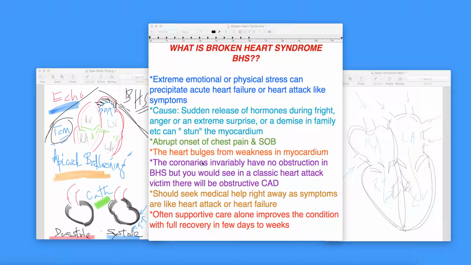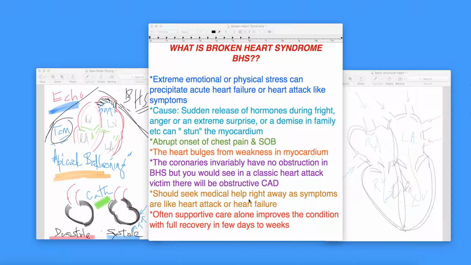Now, once the patient is admitted because of obviously typical heart attack or heart failure symptoms, because even the right ventricle, by the way, can be affected as it progresses. So abrupt onset of chest pain and shortness of breath being the clinical features for the person to present with, the heart bulges, and in a classic heart attack, all these symptoms will be present, but you'll see some coronary obstruction there. EKG will define again the ST elevations, which will be there just like any other heart attack.